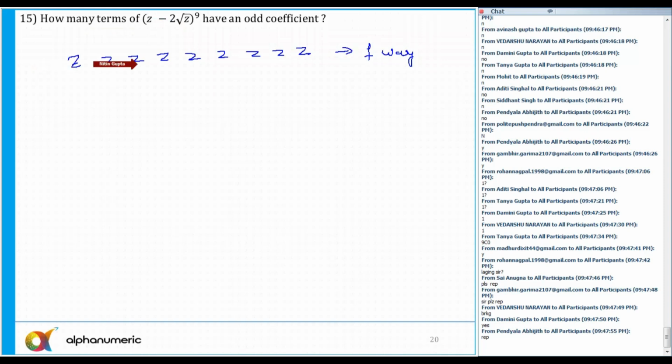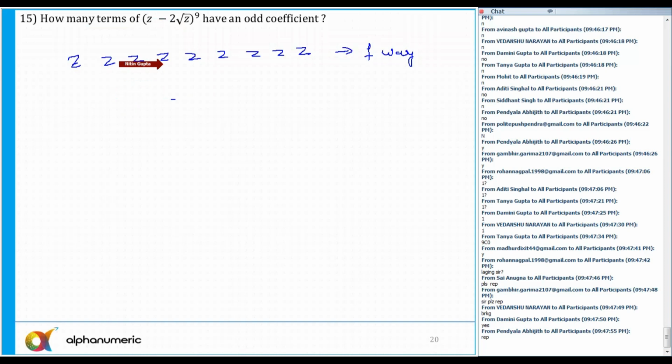Because if I take any combination, let's say out of the 9 brackets, from one bracket I take z, and from another bracket I take minus 2 root z into something. So minus 2 into something, the entire product will become an even number. So the coefficient will be even. But we need the coefficient to be odd. So that is only possible if from all brackets I pick only z.